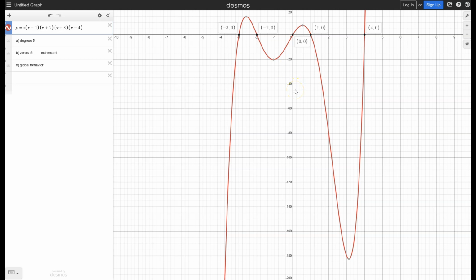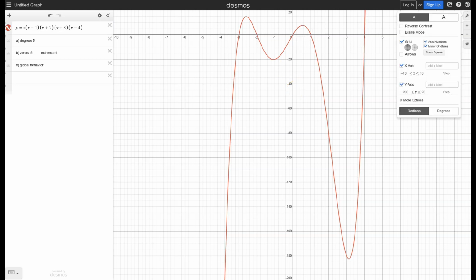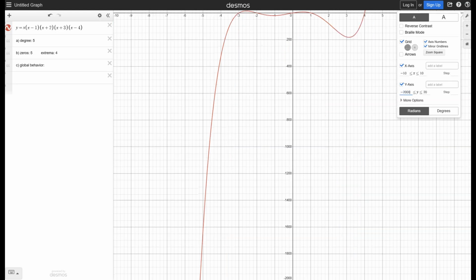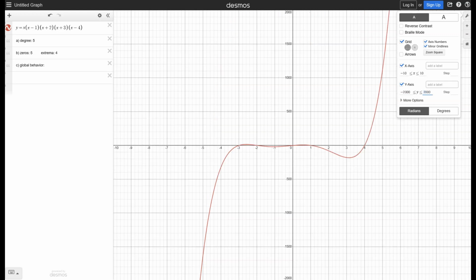Okay, global behavior. So we need to start zooming out. So I'm going to go in here and I'm going to say, I already went down quite a ways, but it's clearly not far enough. Let's go negative 2000 to 2000. Notice that whenever I have one side going down and one side going up, that's when I make both ends. I go up and down as I zoom out.